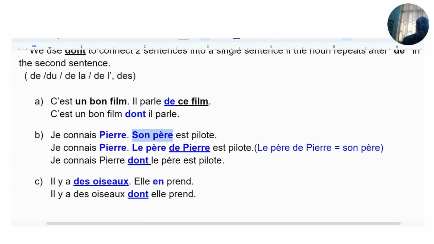And il y a des oiseaux, elle en prend. Here this also has repeated with the pronoun en. So in this situation also we can use the relative pronoun dont.